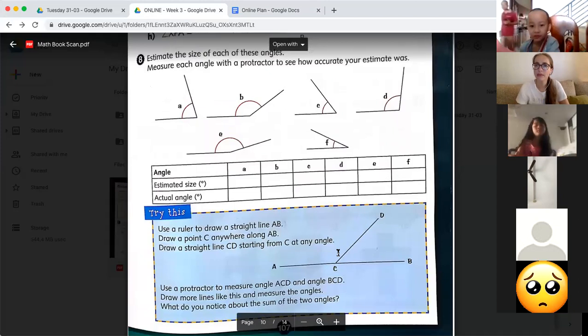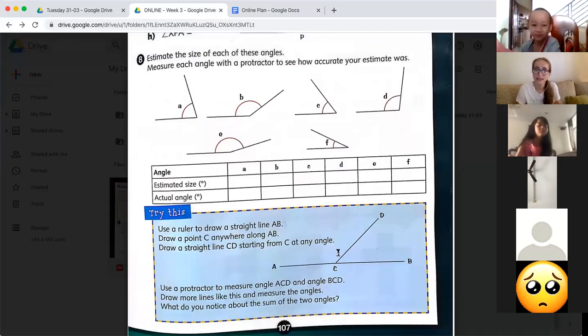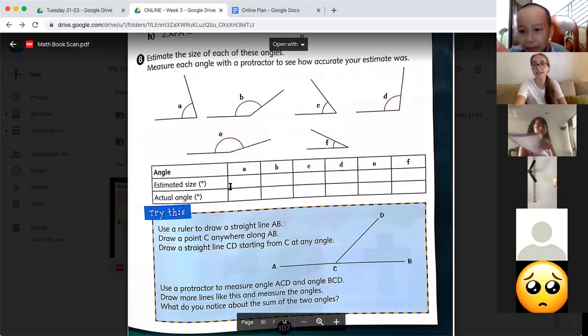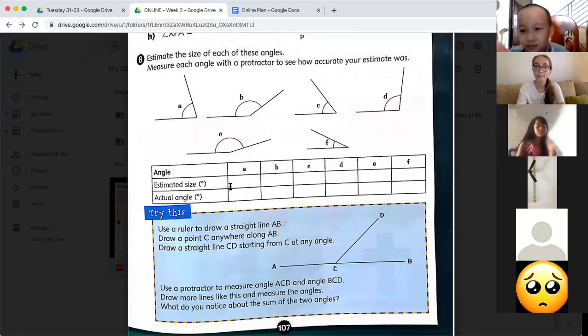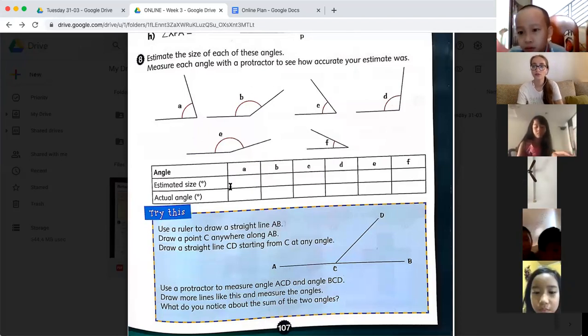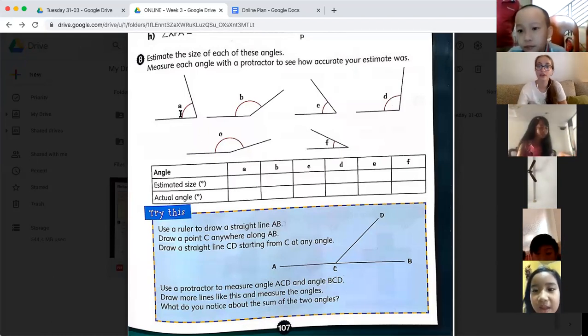Maybe question 8 first, because some of you didn't understand what to do. At question 8, the first thing you do is look at the angle and guess how big it is. That is this first box, the estimated size. You don't use your protractor, you're just going to guess. So you look at the shape and think, what could the angle be? What number is it? After that, you get your protractor and check. Are you correct? Were you off?